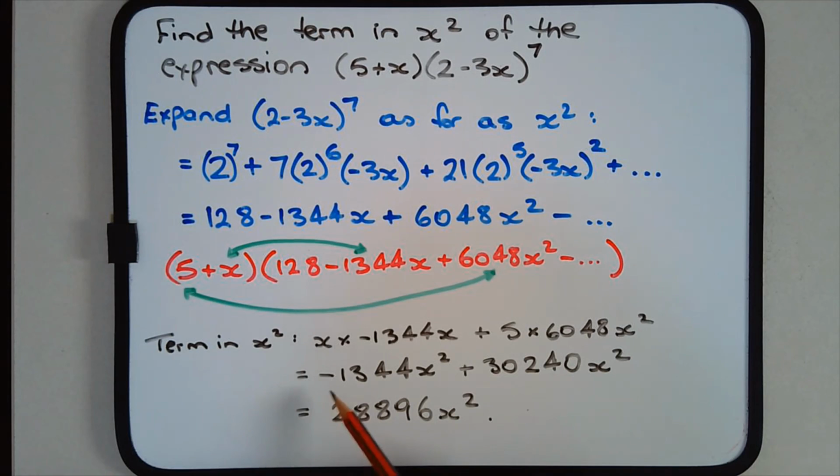So we end up with negative 1,344x^2 plus 30,240x^2. Of course, they're like terms, we can combine those, and that equals 28,896x^2.